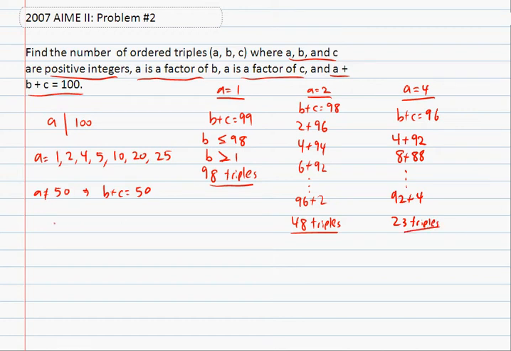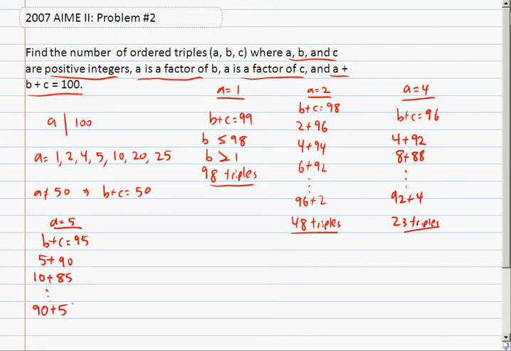Now let's move on to A equals 5. If A equals 5, B plus C equals 95. B can be at least 5, which makes C 90 in that case. And then the value of B can just keep going up by 5, etc., all the way to 90. So that gives us a total of 90 divided by 5, which is 18 triples.